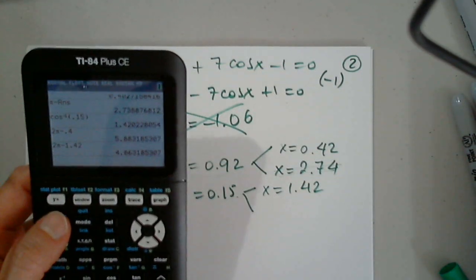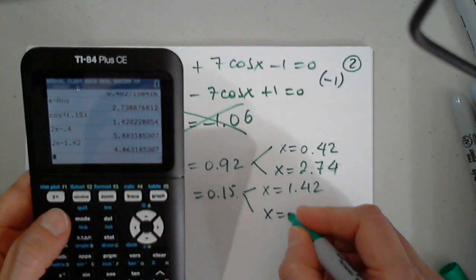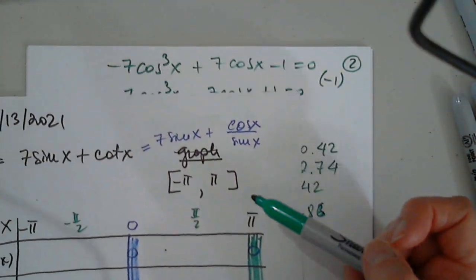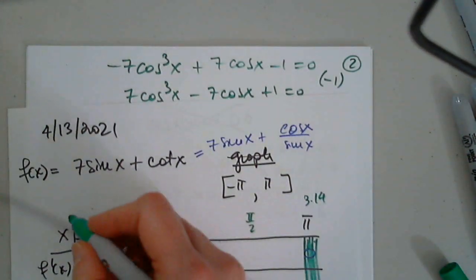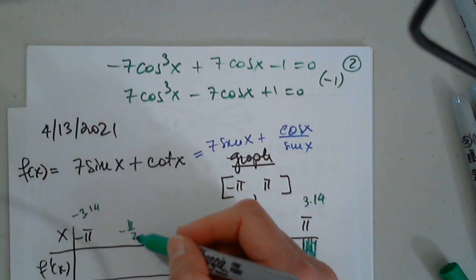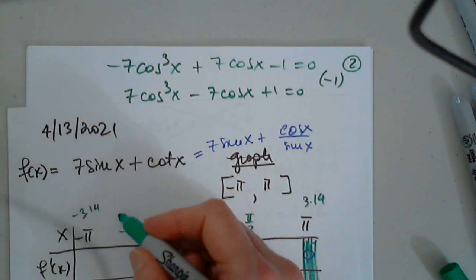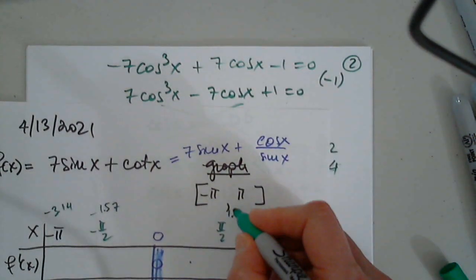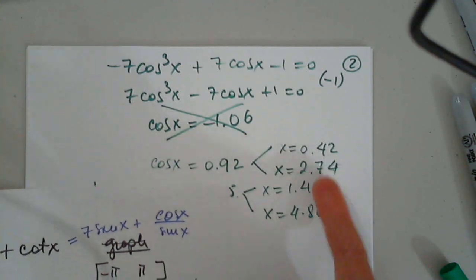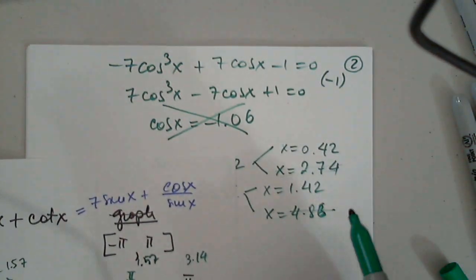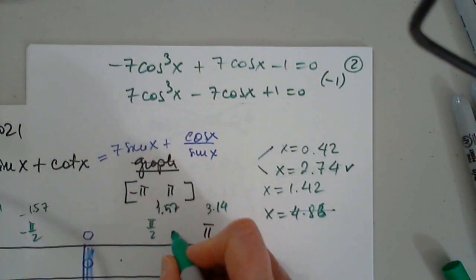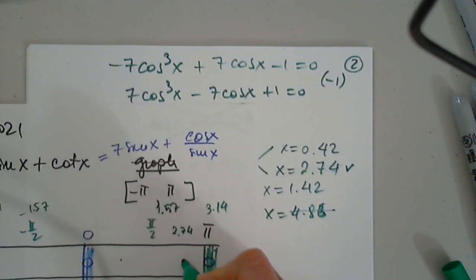Let me write it anyway. So now, this is 3.14, and this is negative 3.14, and this is divided by 2, so this is negative 1.57, and this is 1.57. So I know where to put these numbers, right? So this doesn't fit. Well, this one does fit. Okay, so I have here 2.74.